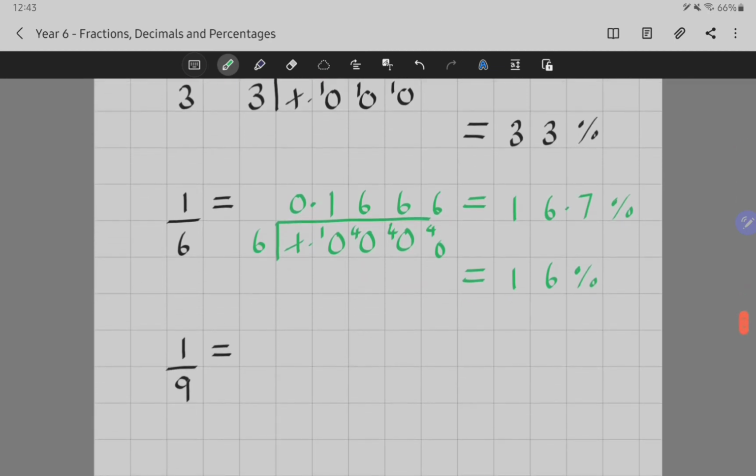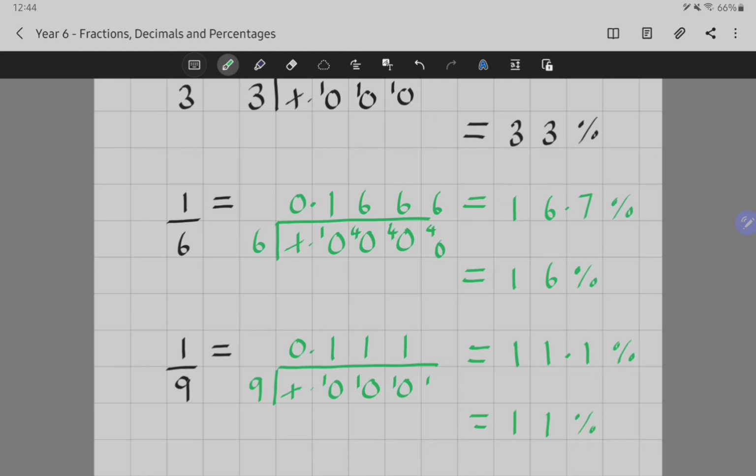How about a ninth? How did you get on with that one? Let's give that one a go. So I'm dividing 1 by 9. 9 into 1 doesn't go. Pass on the 1. It goes once with 1 left over, once with 1 left over, once with 1 left over. So what's that going to be then? Times that by 100, that's 11.1%. Or if we round it, that would equal 11%.